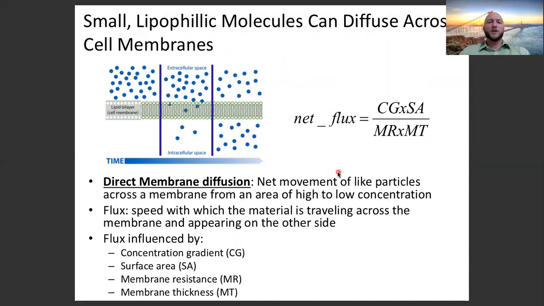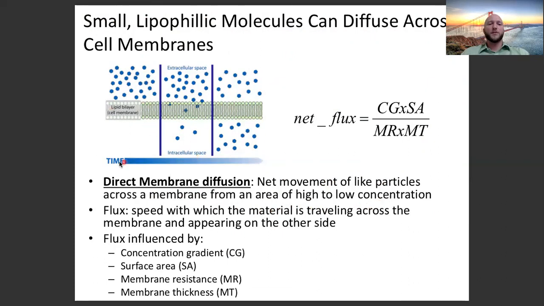So in part one, when we talked about phospholipid bilayers, the cell membrane, we said that the smaller a molecule is, the more lipophilic or lipid-loving a molecule is, the better it can move across the cell membrane. So molecules like urea can move really easily across the membrane. Glucose is large and lipophobic. It does not move very easily across the cell membrane. So net movement of like particles across a membrane from areas of high concentration to low concentration.